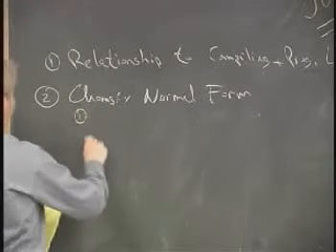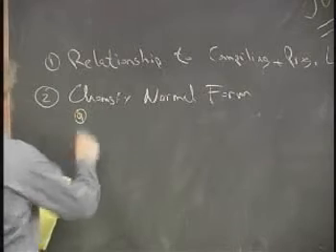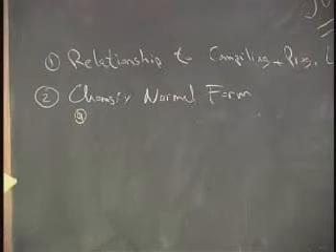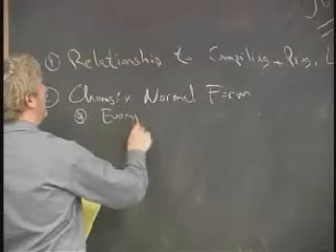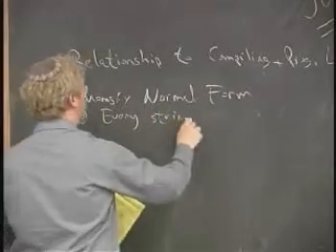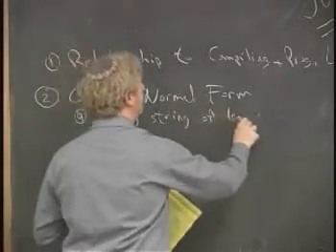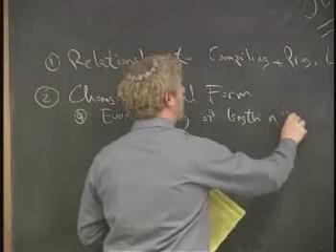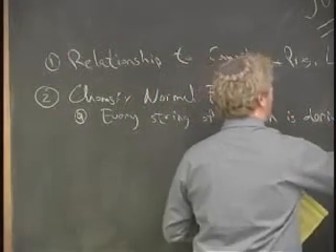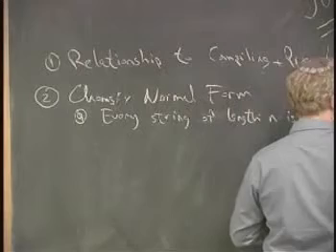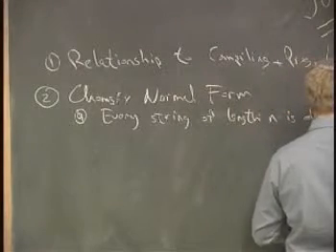Number 1. Now I'll make it letter A. Motivations for Chomsky normal form. Every string of length n is derivable in 2n minus 1 steps.